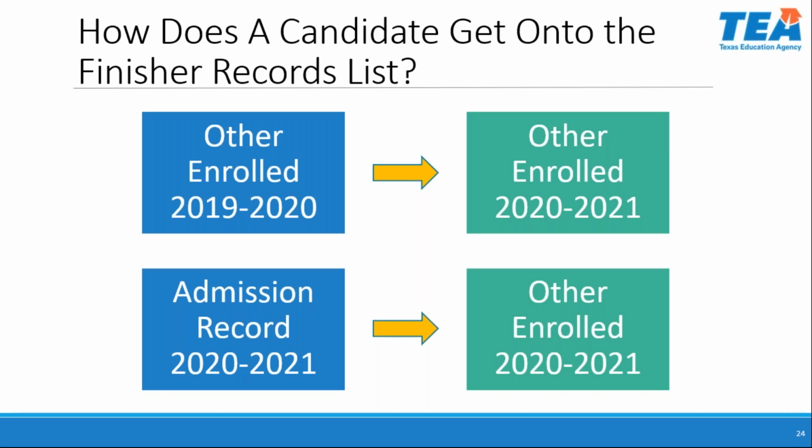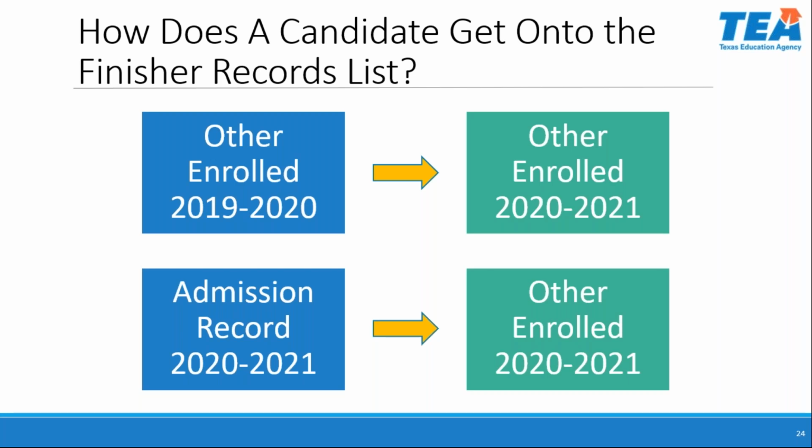Your candidates can be placed on the finisher records list in a couple of different ways. First, the candidates designated as other enrolled at the close of 1 year will automatically populate the list as other enrolled in the next reporting year. In other words, they roll over.